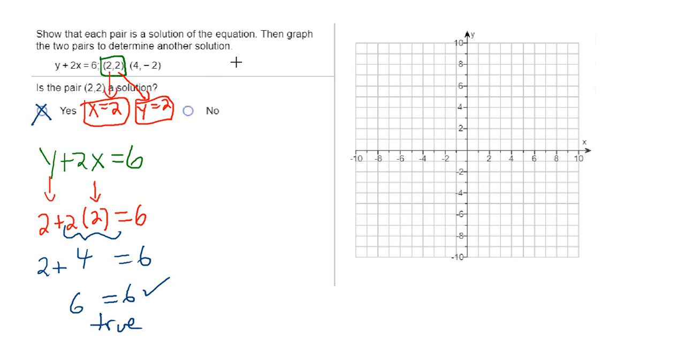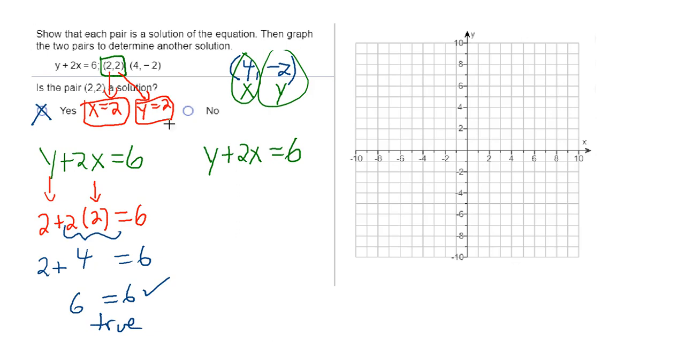Let's check this second ordered pair. We have 4 comma negative 2. That means that x is equal to 4 and y is equal to negative 2. So we'll plug those two numbers into this equation for those particular variables. So for y, we're plugging in negative 2. And for x, we are plugging in positive 4.